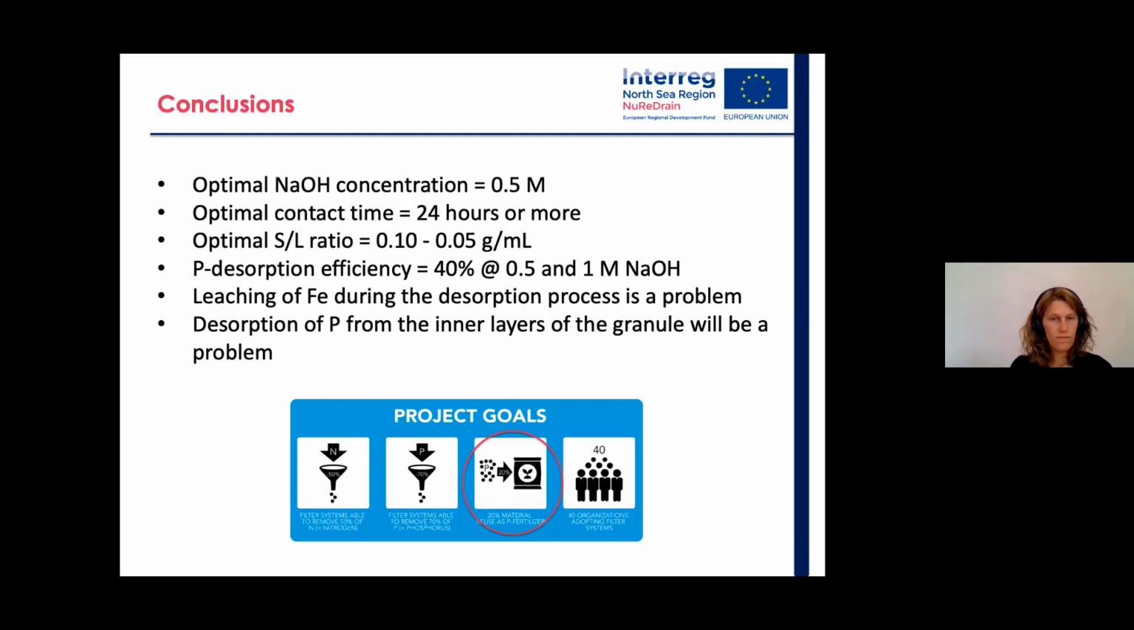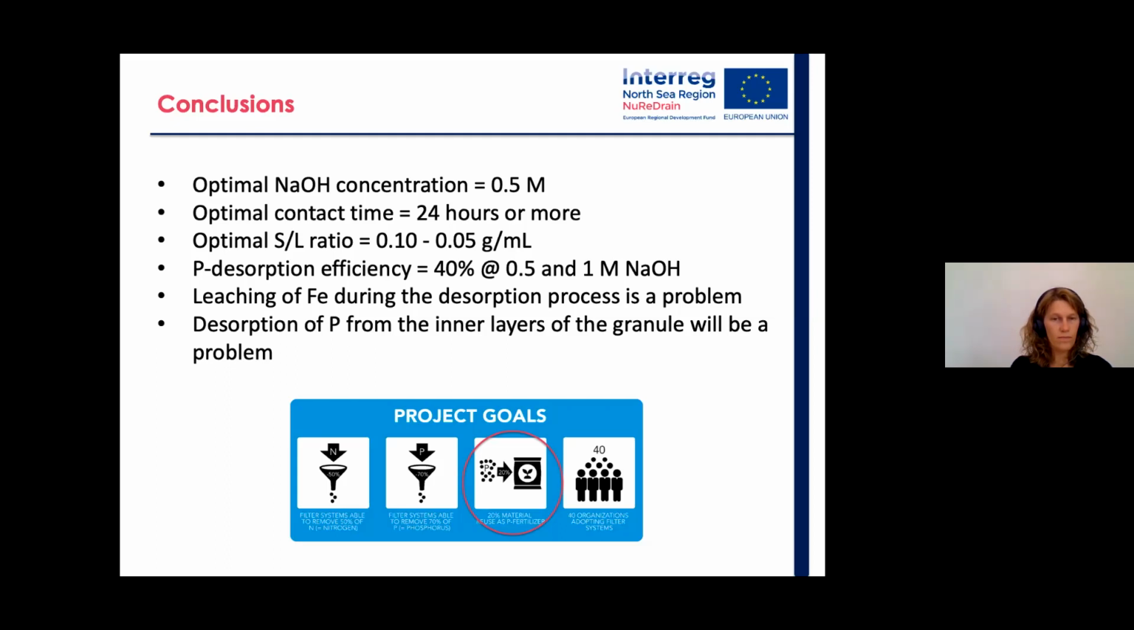From the experiments with the granules that we analyzed with a very long contact time, we could say we can realize a desorption efficiency of about 40% at a concentration of 0.5 to 1 molar of sodium hydroxide. I know these are very high pHs. Maybe we have to look at lower pHs and then see if we can get good results from it.